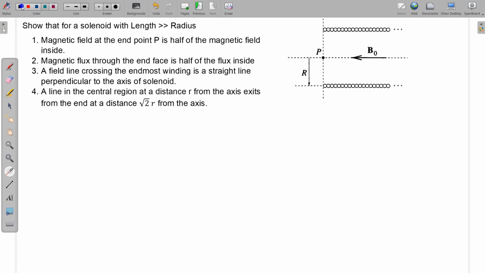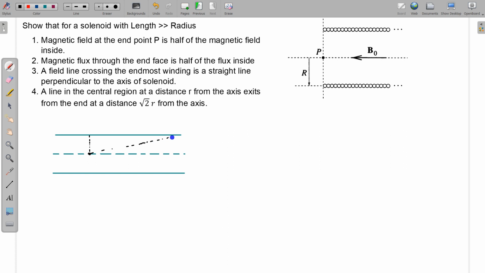The formula goes like this. Suppose this is a solenoid, and let's say this is the axis of the solenoid. So the magnetic field at a point on the axis, suppose here is some point, can be written in terms of these two angles. This is the line connecting the endpoints.